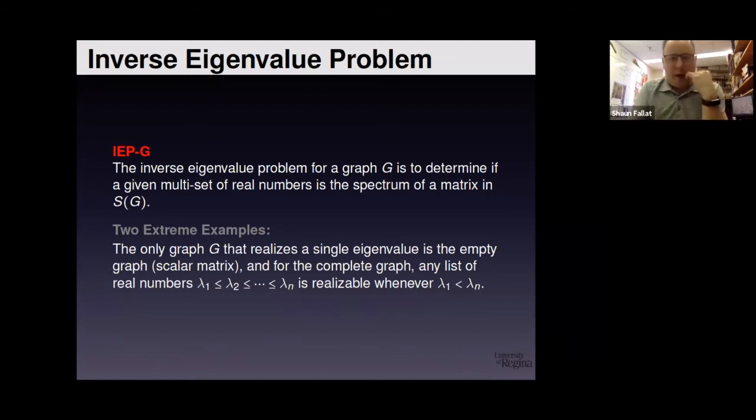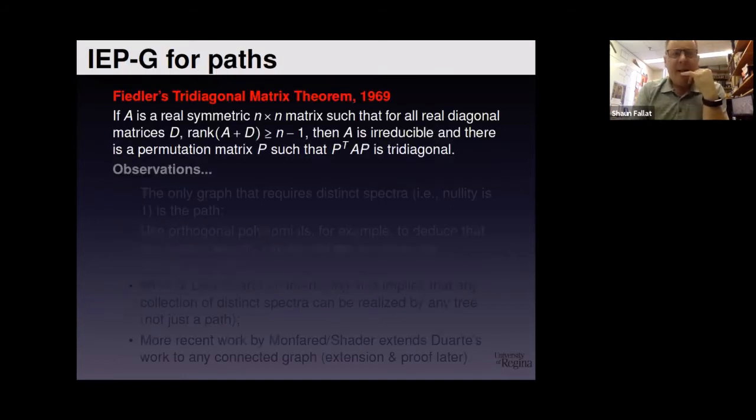But in some regard, beyond this, it becomes very tricky to work out the complete answer to the inverse eigenvalue problem for families of graphs. I'll mention here the statement that I'm referring to. I call it Fiedler's tridiagonal matrix theorem.